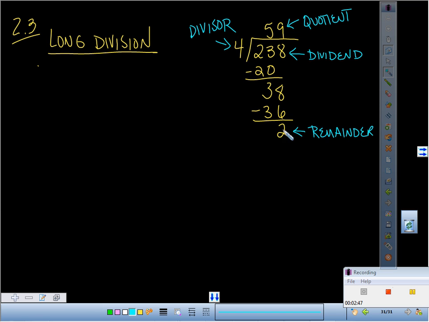Now, I do want to know this, though. Can I check and make sure that this 59 with a remainder of 2 is correct? How would you do that? Oh, okay. So I could go 4 times 59 and then add 2. And what should I get? 238.